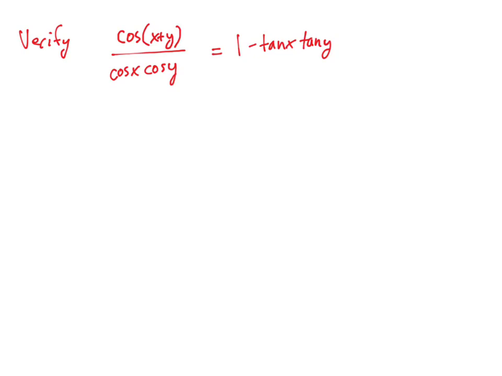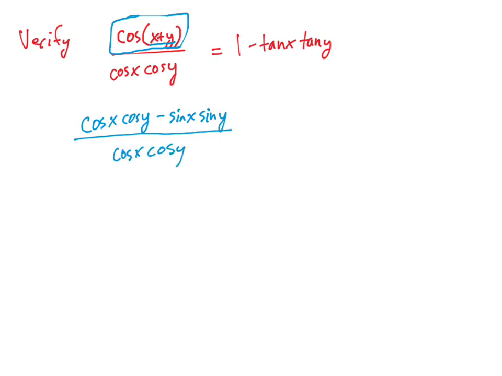And let's try and verify this trig identity. We have cosine of x plus y divided by cosine x times cosine y is equal to 1 minus tangent of x times tangent of y. So the first thing I'm going to do is expand this using the sum formula for cosine. So anytime we have an argument where it's a sum or a difference, we can think about using the sum or difference formula. So cosine of the first times cosine of the second minus sine of the first, sine of the second, divided by cosine of x times cosine of y.